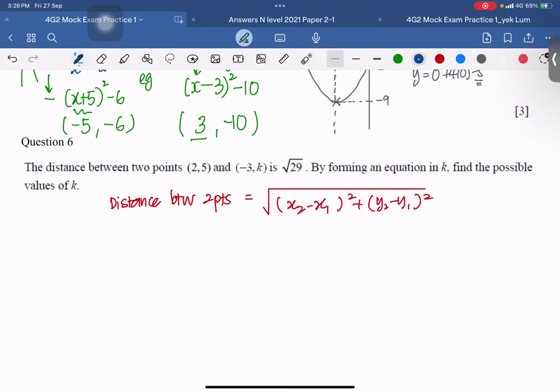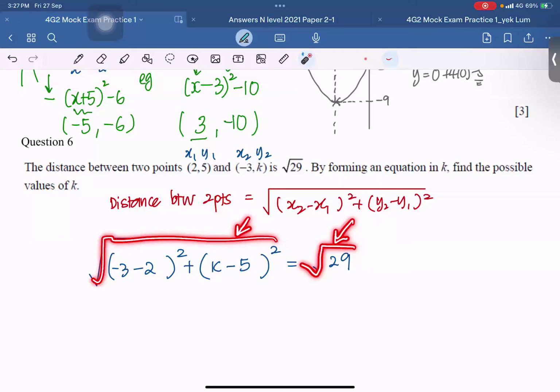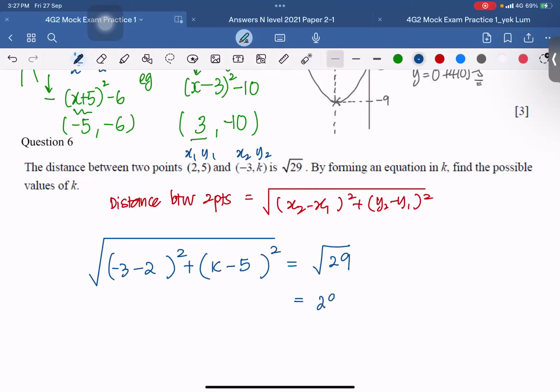Okay, so if this is x1, y1, this is x2, y2, can somebody help me with the equation? Square root of what number minus what number squared? Square root of (-3 minus 2) squared plus (k minus 5) squared. Thank you. Equals square root 29. Now, in this kind of situation, you notice there's a square root here, there's a square root here. The two square roots can cancel off each other, so the square root can just disappear and be the number 29.